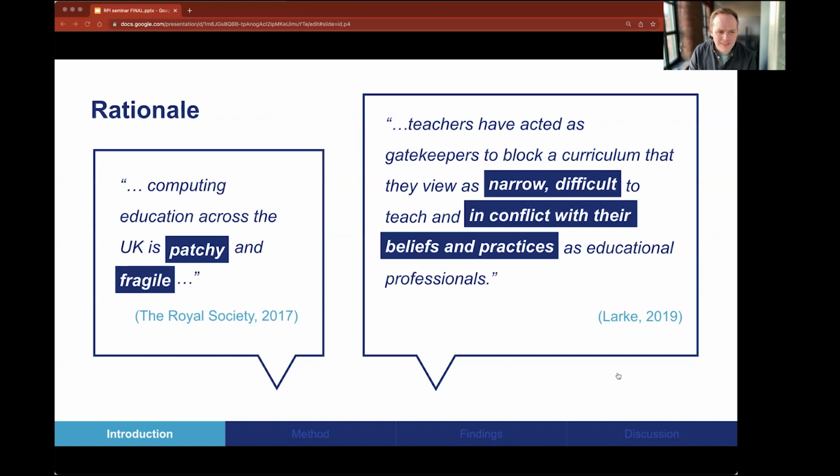That resonated with me as a primary school teacher, working in multi-academy trusts and in schools around the city where I worked. Teachers did see the curriculum as quite narrow and difficult and maybe slightly decontextualized, right? What is the value of doing computing in schools?